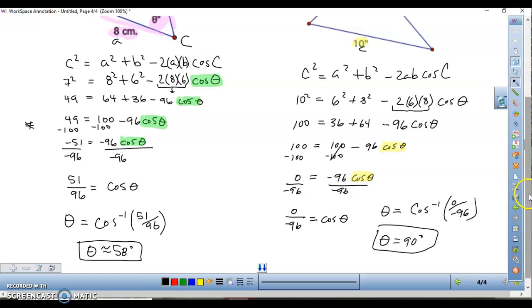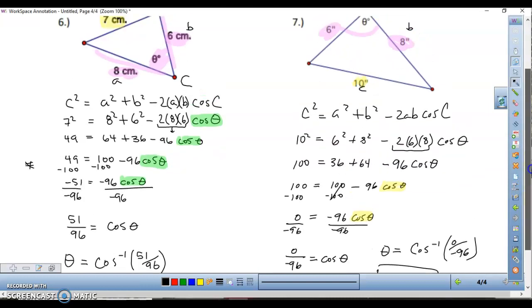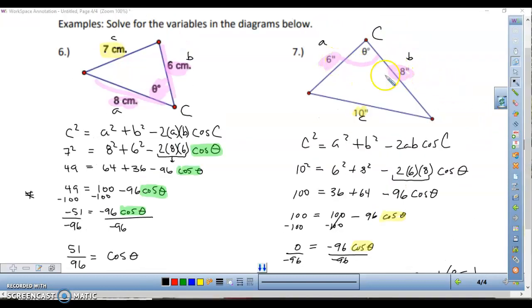There you go. Now, you guys, just like the last problem the other day, look, if you remember your Pythagorean triples, 6, 8, 10 is a right triangle. That's why that's 90 degrees.